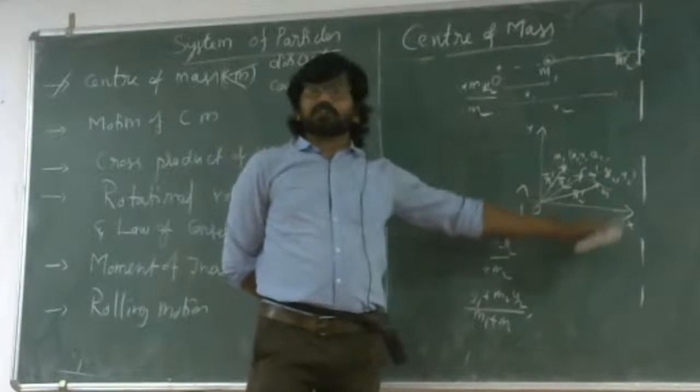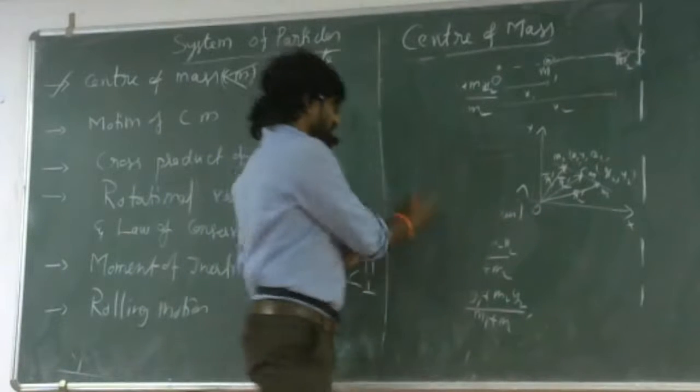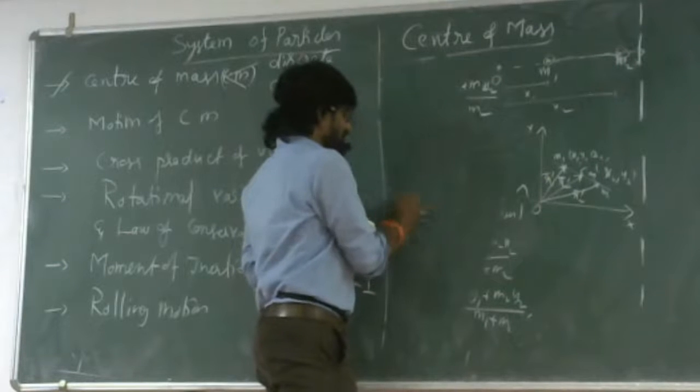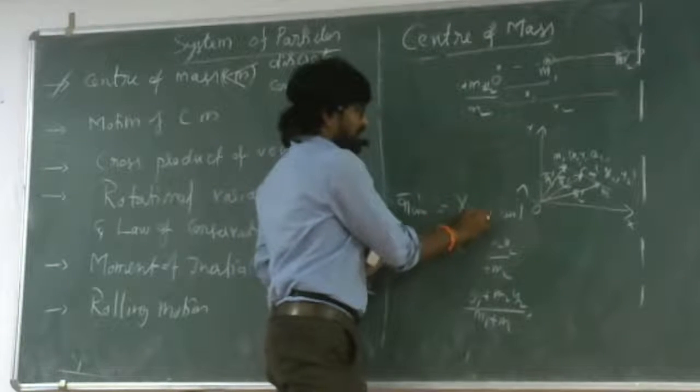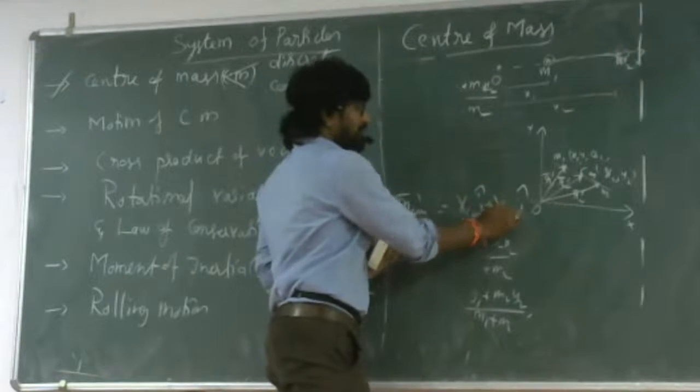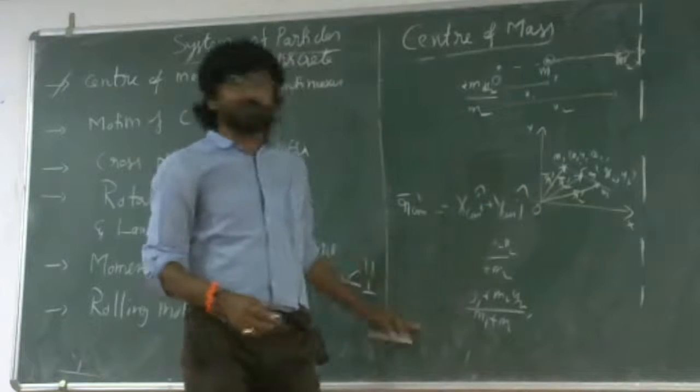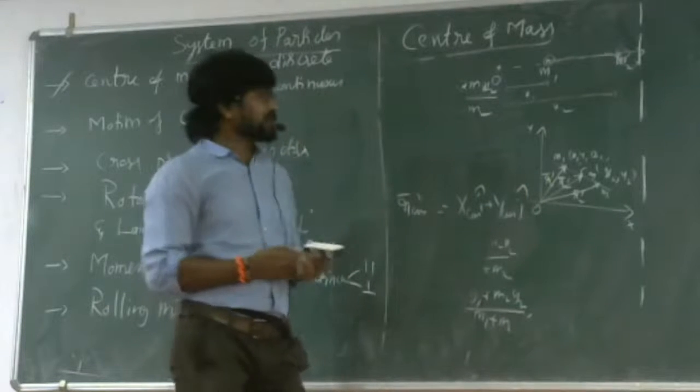So if this diagram is clear, of course you can write this RCM vector is equal to XCM i cap plus YCM j cap. XCM and YCM you can write. Right?